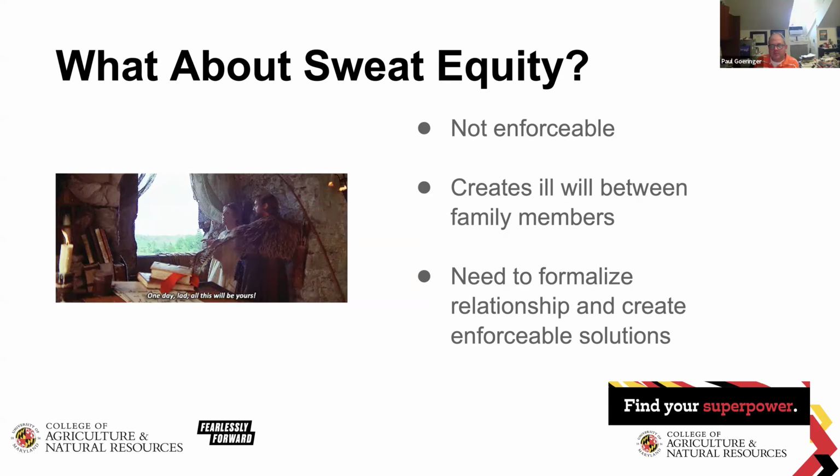We're going out, working on the farm every day. Mom and dad are telling us this will be all yours someday, and they do nothing. They don't develop a will. And now that child finds out the farm is being split among him or her and siblings. All of that's not enforceable. All it does is create ill will with family members. We really do need to think about how to formalize this relationship, set across how people are going to be paid if they can be, or get the estate plan developed that creates some solutions that are enforceable.